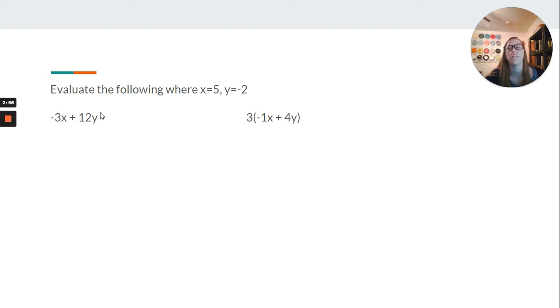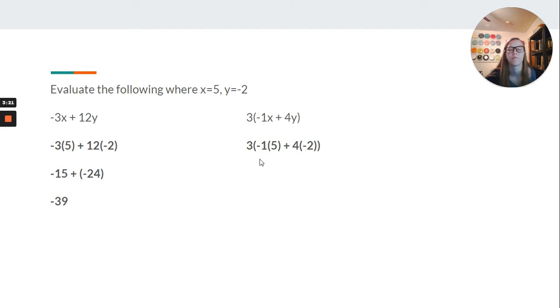Now it says evaluate the following where x equals 5 and y equals negative 2. So now we're adding in a second number. So first again, we rewrite the expression: negative 3 times 5 plus 12 times negative 2. So we just work our way from left to right in this case. Negative 3 times 5 is negative 15 and 12 times negative 2 is negative 24. Then we add them together. We get negative 39.